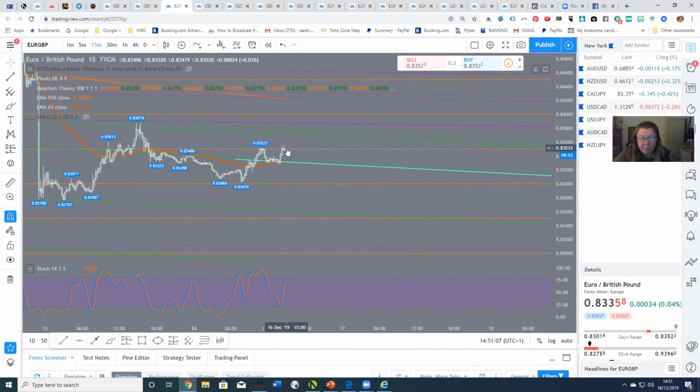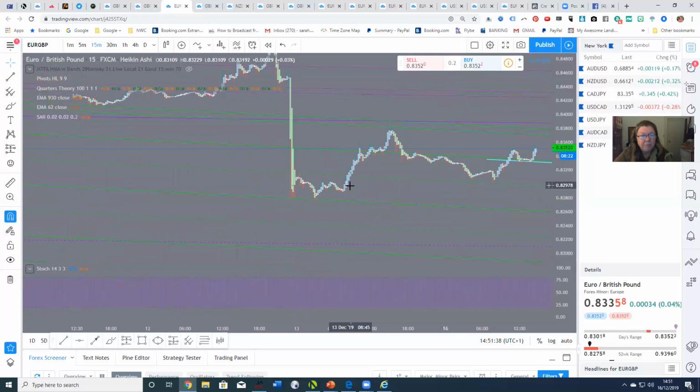I'm just going to make a note. Quarter theory is at 0.83500. So is it rejecting off that? Because we have got the lower lows forming. I haven't got a 1-minute trend line that I can see. Is it reversing? And it looks like, oh, let me put the SARs on. And let's put our Heikin-Ashi on.